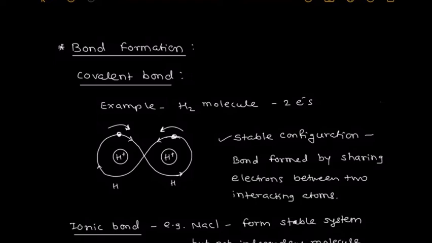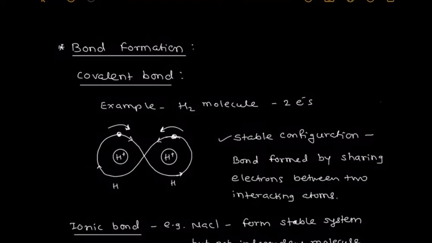In that case, if the two atoms interact or bond together so as to form a system, that system possesses minimum energy. But when is it possible? If they share their electrons between the two interacting atoms and a stable configuration is formed. Here we take the example of the H2 molecule. H and H atoms interact together. In that molecule, there are two electrons. These two electrons are orbiting electrons.